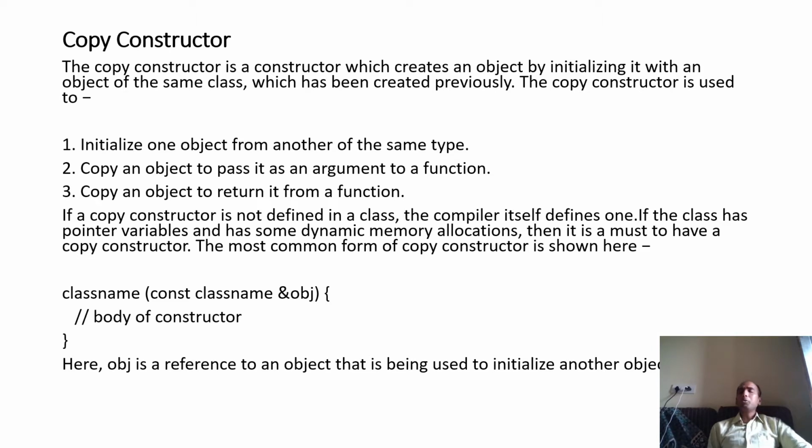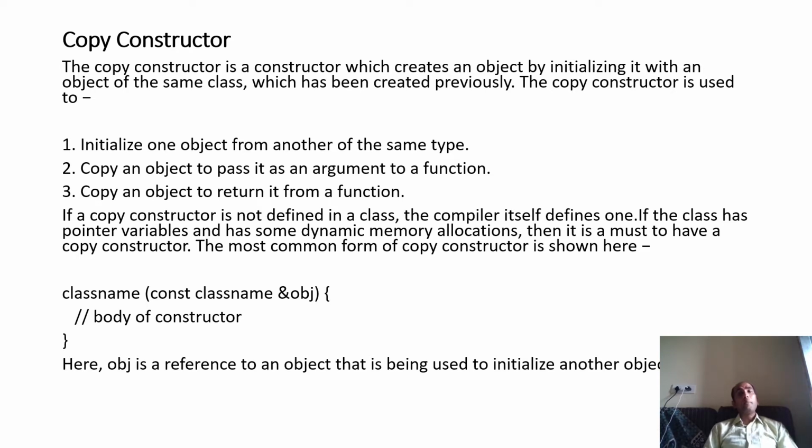Now, before moving to the copy constructor, I want to share a conceptual point with you. Look, we can pass anything as an argument inside a constructor: integer, character, float, double, whatever you want, you can pass. But we cannot pass an object as an argument inside the constructor. Take care of this point very carefully. We can pass anything as an argument inside the constructor, but we cannot pass an object as an argument.